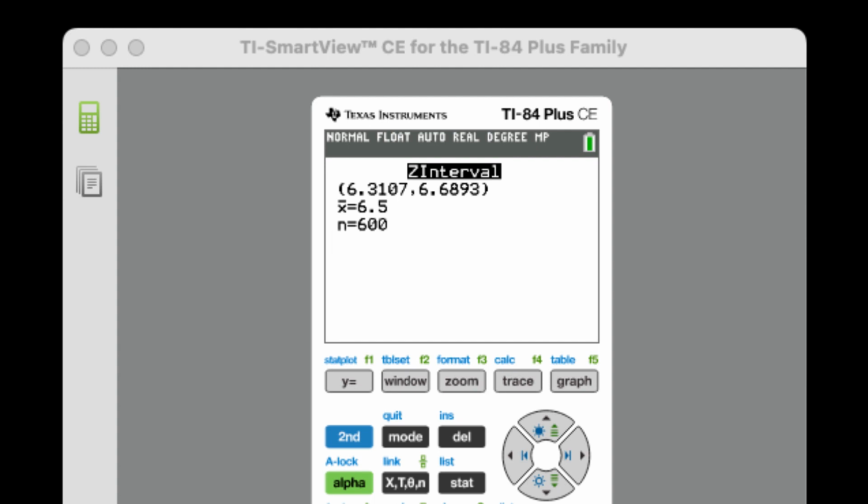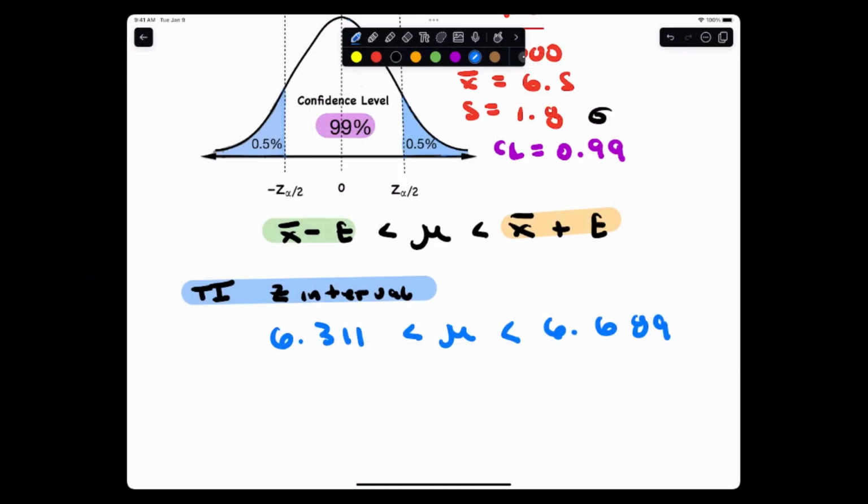And then, ladies and gentlemen, guess what? You're done. I thought that would be way more painful. You're done. Easy peasy lemon what? Squeezy.